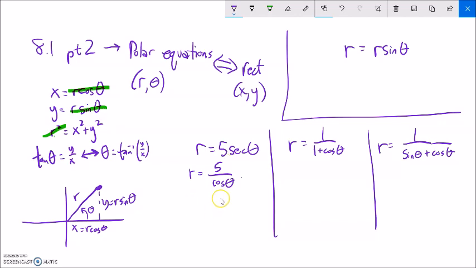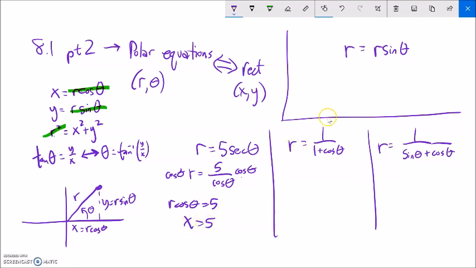Now, I don't like that in the denominator. I'm going to multiply both sides by cosine. So r times cosine of theta is equal to 5. Great, I know what r cosine theta is. It's x. x equals 5. So this r equals 5 secant theta is the same as this straight line, x equals 5.